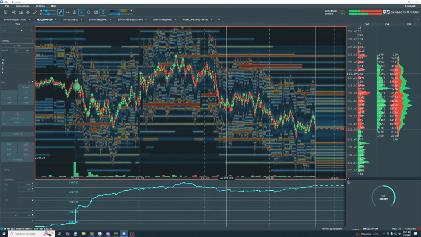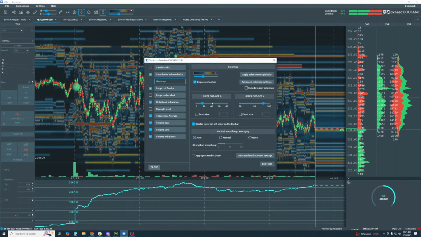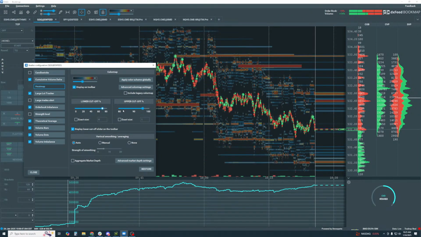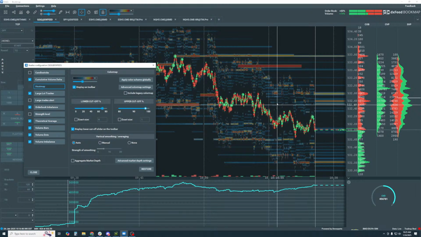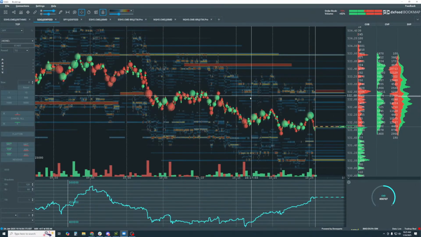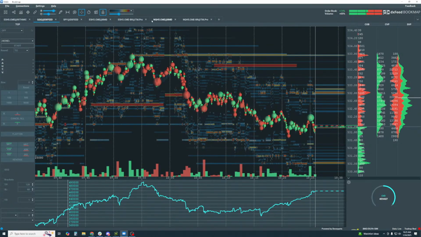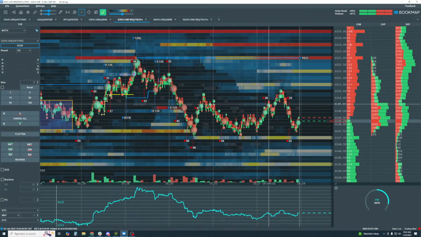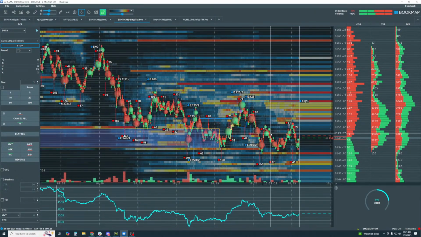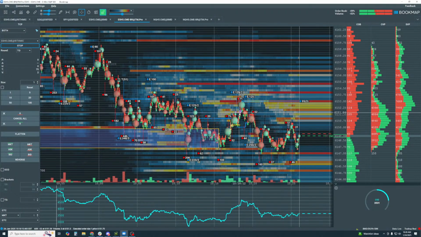You can filter them out here also by right-clicking on the heat map and then going to upper and lower cutoff in the settings here, and you can see how we can filter out a lot of that, right? And this gives you a much better reading. Okay, all right, let's jump back here to Bookmap in the S&P.